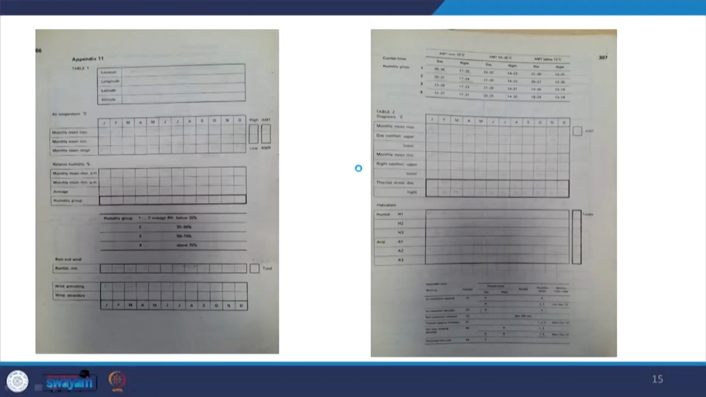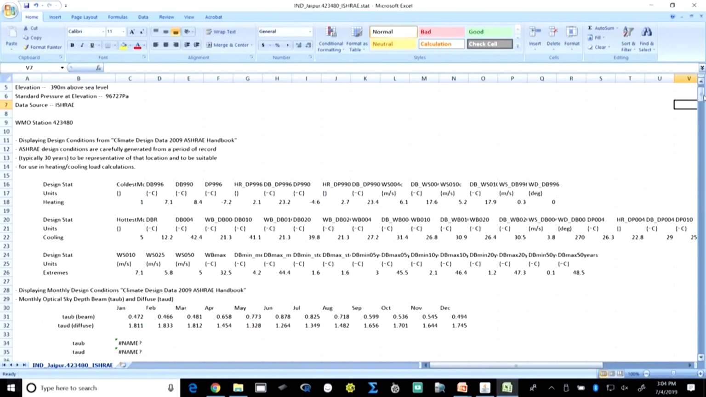Let us look at these Mahoney's tables. You might have looked at them sometime during your early courses. For assessing any climate, we have to enter the values for the location: longitude, latitude, altitude. Along with that, for air temperature, we need the monthly mean maximum and monthly mean minimum, and from that we can calculate the range. Let us look at the climatic data of Jaipur.